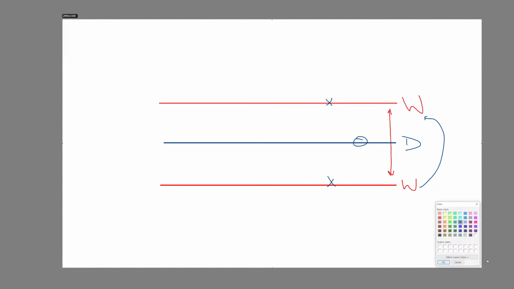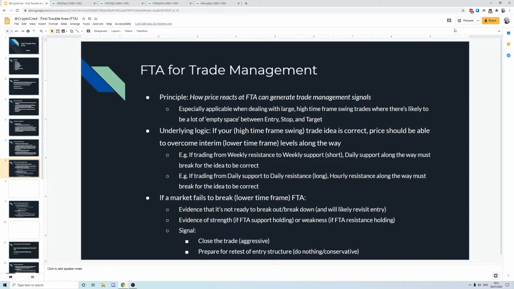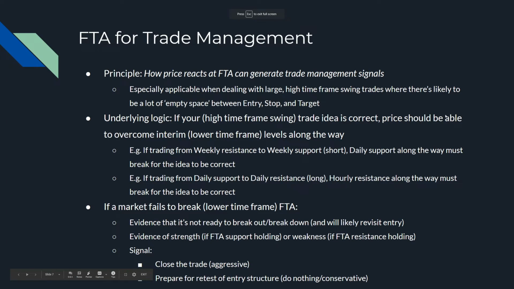So that's kind of the concept being covered there, that in order for that swing trade to materialize, we must assume in some form that if the idea is correct, these lower time frame levels must roll over for price to, as a fact, travel from A to B. Okay, hopefully that's understandable. It will be when we cover time frames.